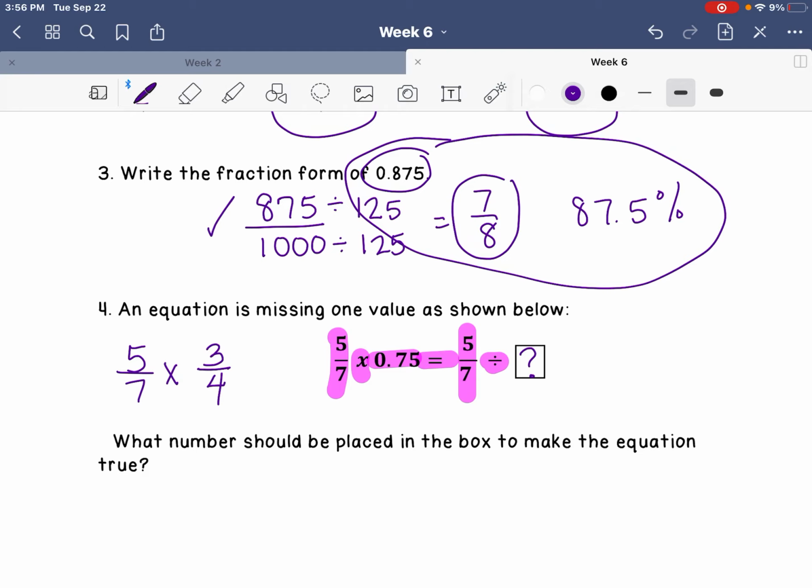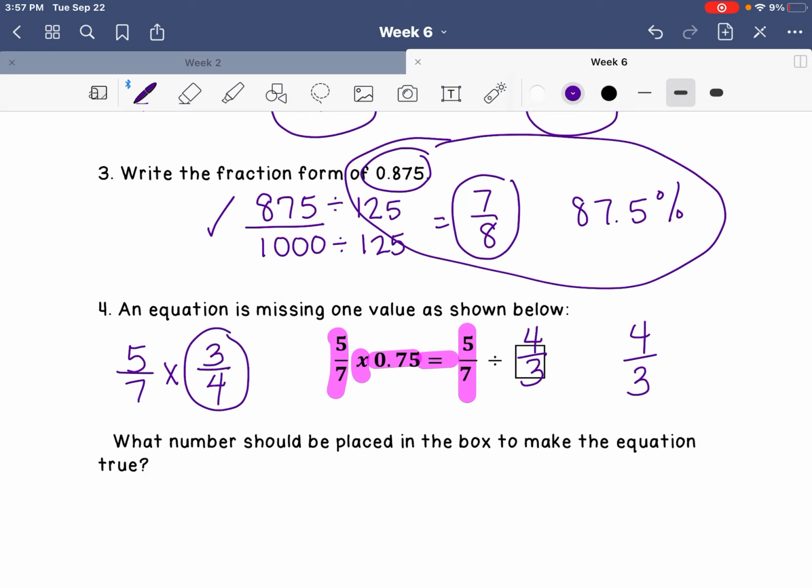And we learned that multiplying by a fraction is the same as dividing by its reciprocal. Actually, that's backwards. Dividing by a reciprocal is the same as multiplying by a fraction, but the deal is it works both ways. That is true both ways. Multiplying by the reciprocal is the same as dividing by the reciprocal. The reciprocal of 3/4 is 4/3. The number that's missing in that blank is 4/3. That'll give you the same answer as 5/7 times 75 hundredths.